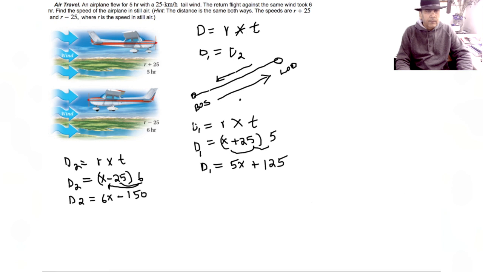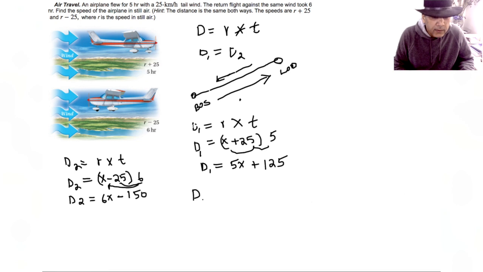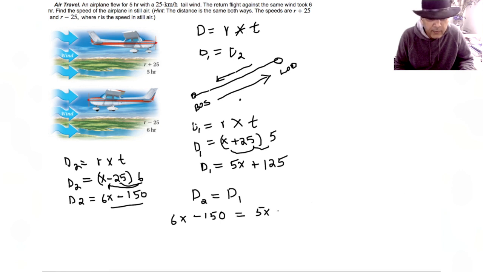So now the problem is very easy. We know the distance is the same both sides. So we're gonna say D2 equals D1. For D2 we just got 6x minus 150, and D1 is 5x plus 125. So now we have the variable on one side and the constant on the other side.